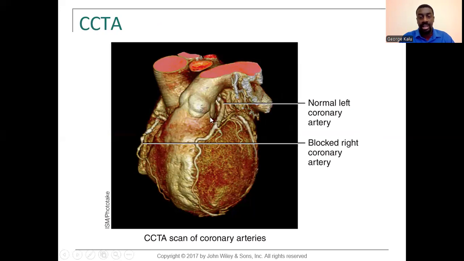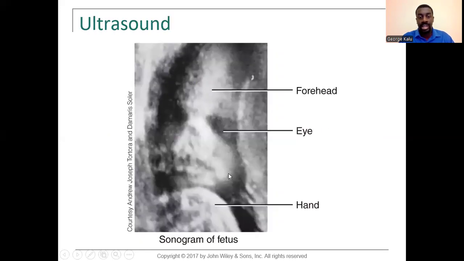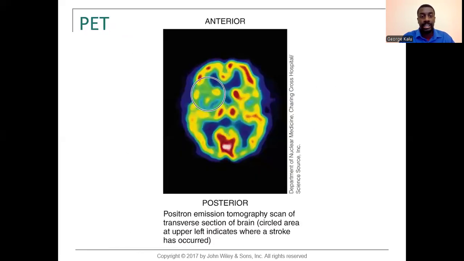CCTA, this is used to look at the coronary arteries and the coronary circulation, the blood vessels that supply the heart. We have ultrasounds that use ultrasound waves. These also don't use X-rays, and you can use that most commonly to look at the babies within the mom's womb. But this is also used very commonly in the ER to look at the bowels or look at the abdominal structures. You can look at the eye using an ultrasound to see what structures may be affected when someone comes in for a complaint.